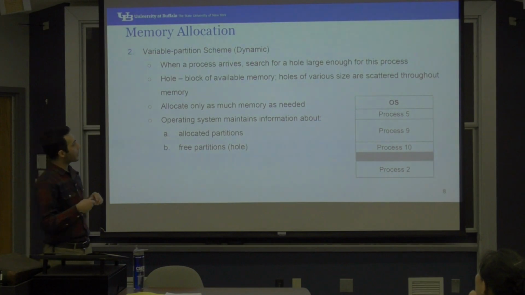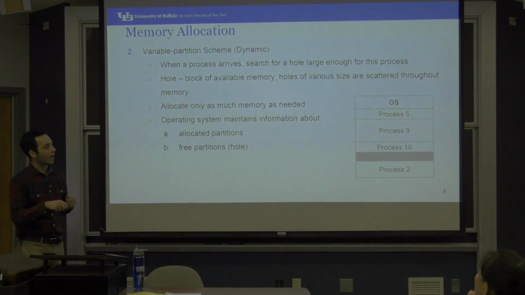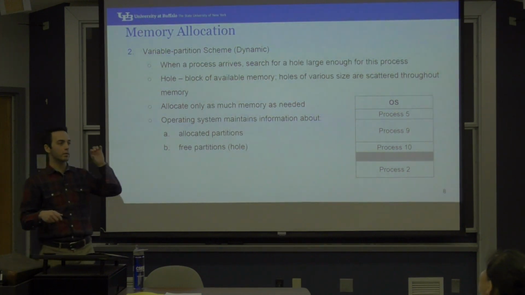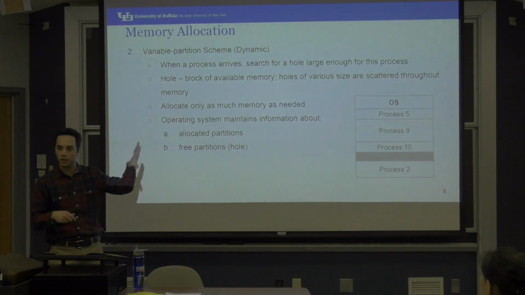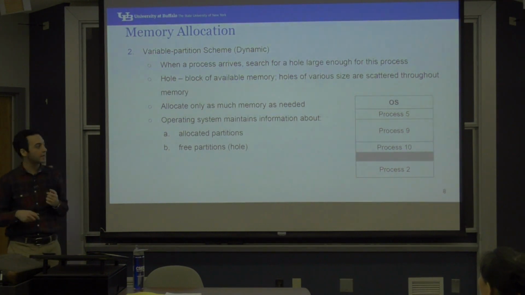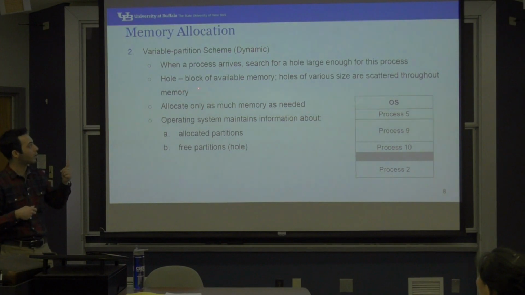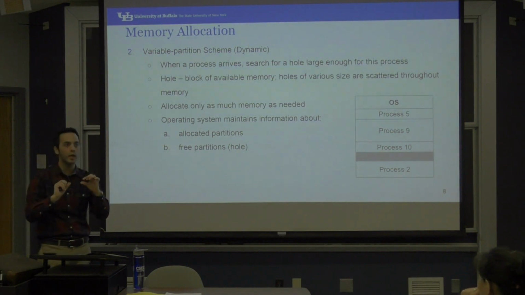So another way is to do it dynamically, right? Variable length. We have the memory, and then we assign each process only how much they need. So this process is smaller, this process is larger, and we're going to allocate different sizes, right? The problem now is that we're going to have a lot of holes. That's what we call blocks of available memory. So we have different processes and then available holes in between.